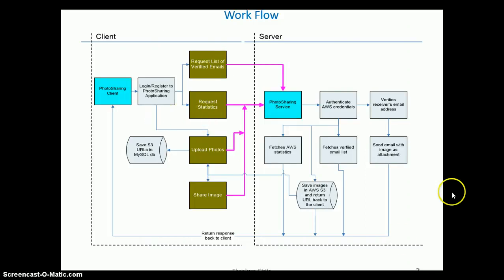Another feature is request statistics. This is also an API call which returns all the email usage statistics. This will tell you the bounce rate, the delivery statistics and things like that. And then this is the main functionality, where you can upload and share the image, which would send an email response back to the client. So let's look at the demo.